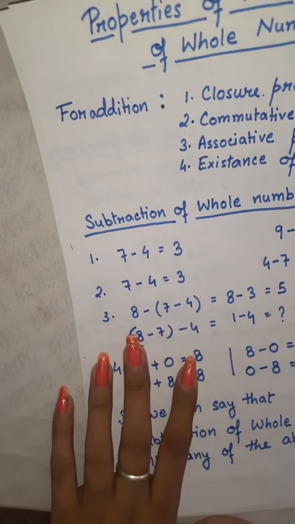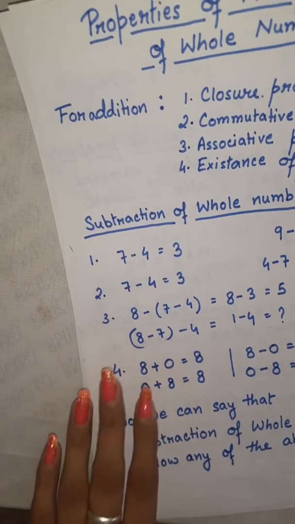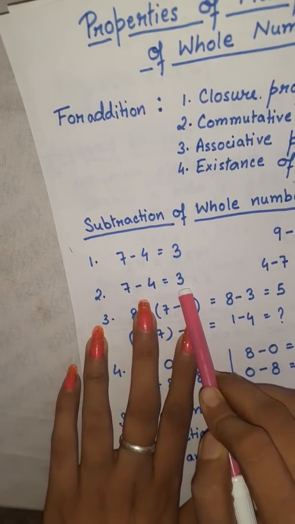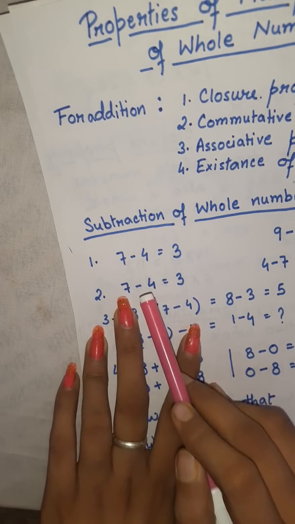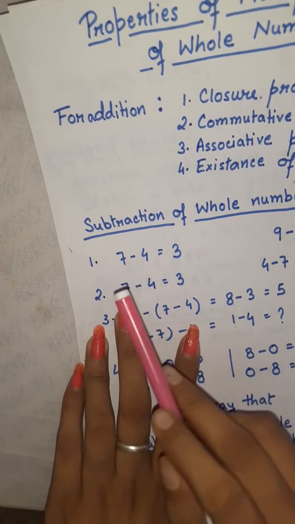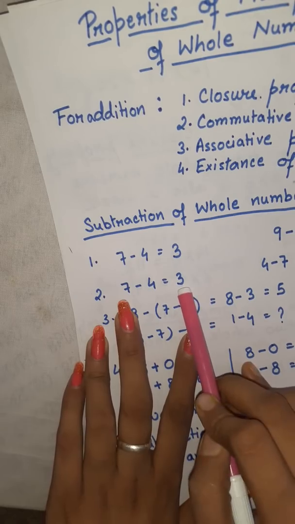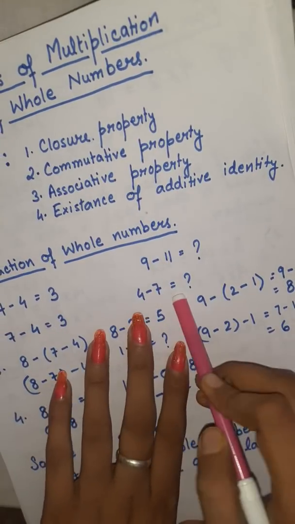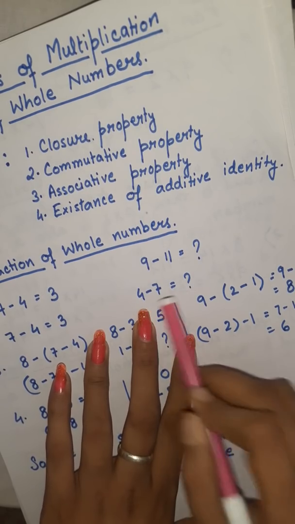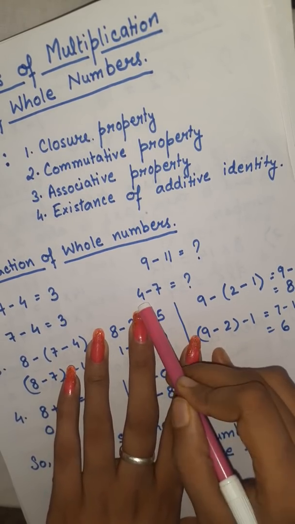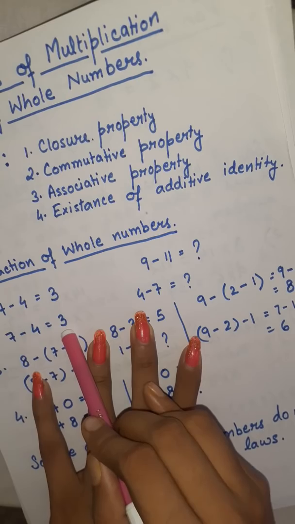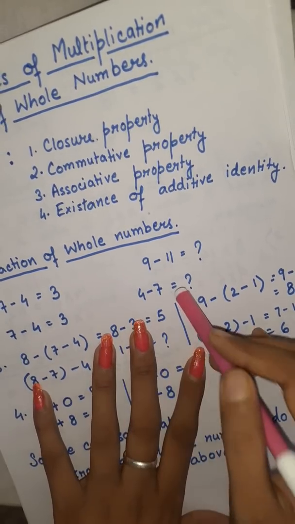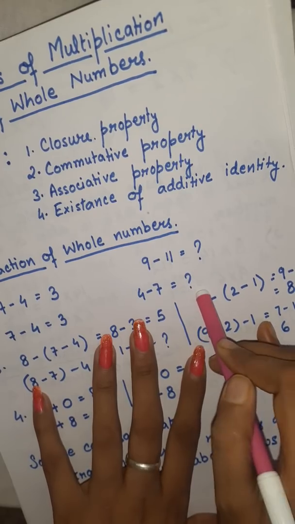So let us take the second property, that is the commutative property. Again we have taken the same example, 7 minus 4, what are we getting? 3. Commutative property says if we do it in the backward direction, then also we should get the same result. Correct? So 7 minus 4 we are getting 3. What about 4 minus 7? Can we subtract a greater number from a smaller one and get the same result as 3? No. So commutative property also does not hold under subtraction.